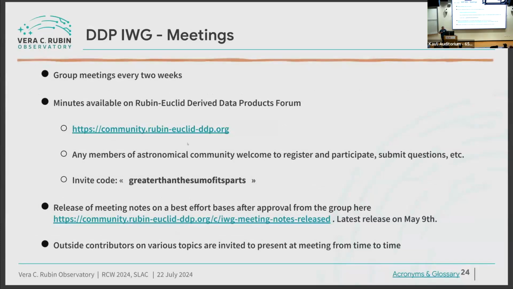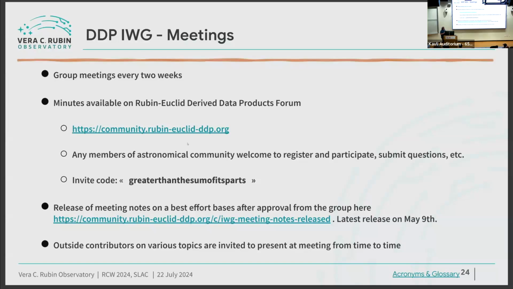All right, so we have regular meetings. We meet every 2 weeks. There are minutes from these meetings. You can go to the community forum website that we have. Any members of the astronomical community are welcome to register, participate and submit questions. To join the site automatically, there's a password code, all one word. But if for some reason you lose this, email me or email Todd, just ask, and we'll get you into the forum.